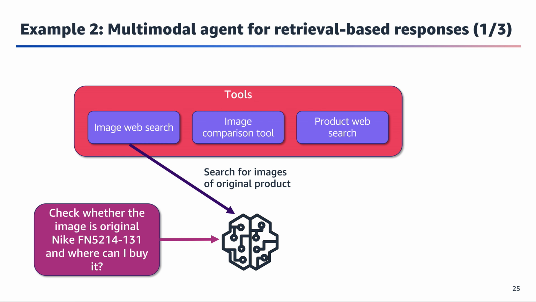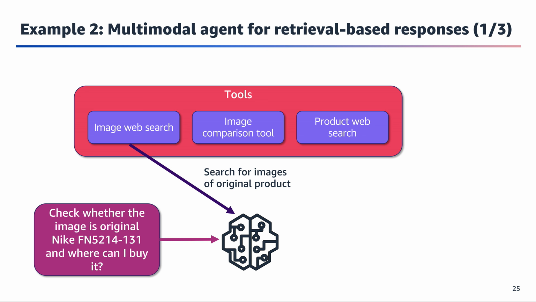In this second example, we're exploring how multimodal agents can be used for retrieval-based responses. In this first slide, we're looking at a multimodal agent system designed to handle product authenticity verification. The example focuses on Nike product authentication, specifically model FN5214131. The system incorporates three main tools: image web search, image comparison, and product web search capabilities.